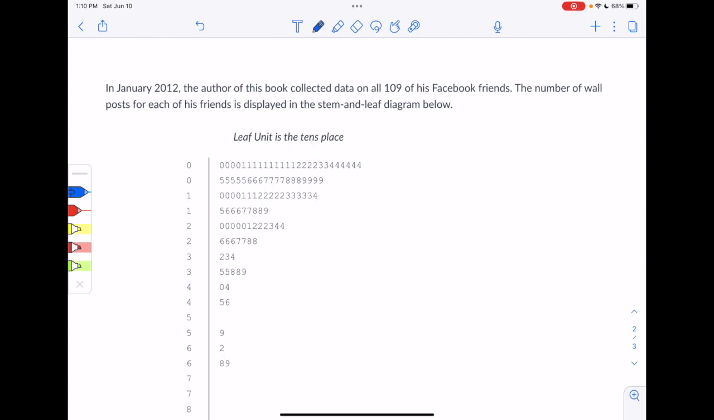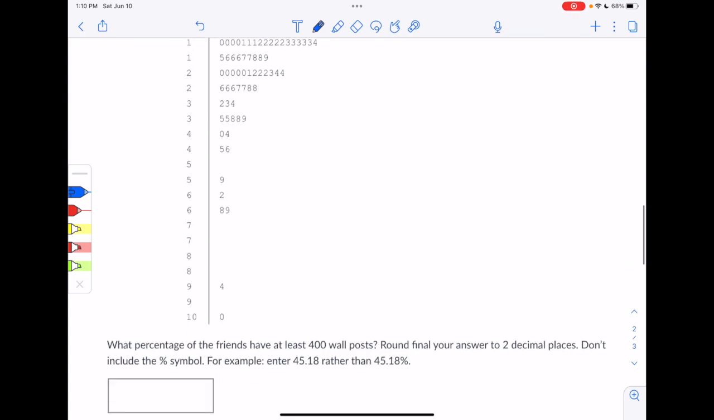In January 2012, the author of this book collected data on all 109 of his Facebook friends. The number of wall posts for each of his friends is displayed in the stem and leaf diagram. So we see the stem and leaf diagram there, and then it asks us what percentage of the friends have at least 400 wall posts. Round your answer to 2 decimal places. Don't include the percent symbol. For example, enter 45.18 rather than 45.18%. And I'll show you what they mean by that as we finish the problem up.